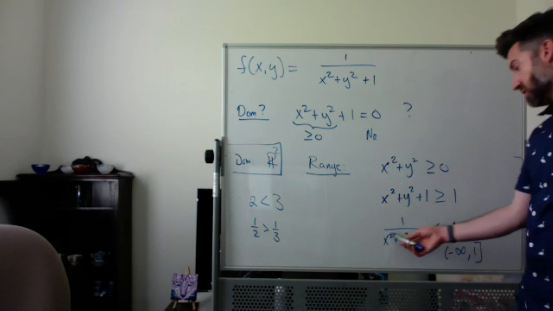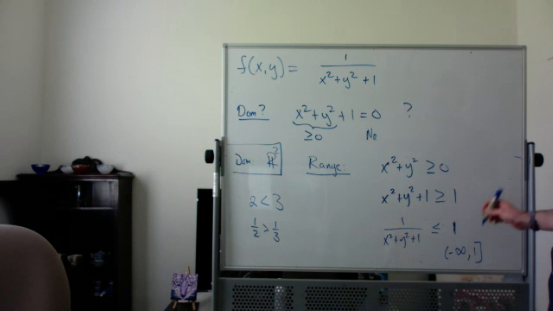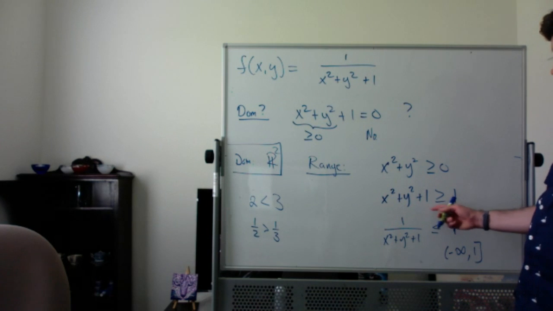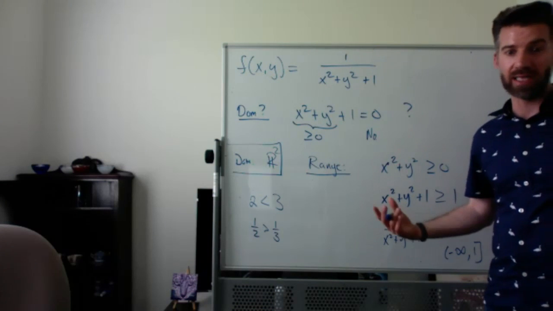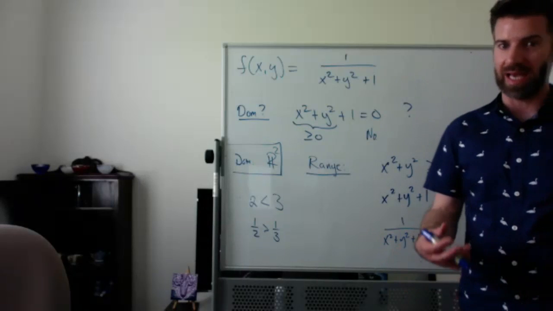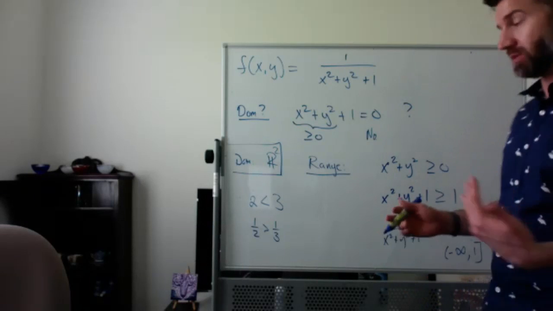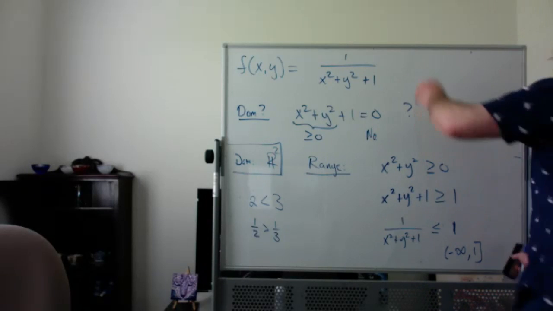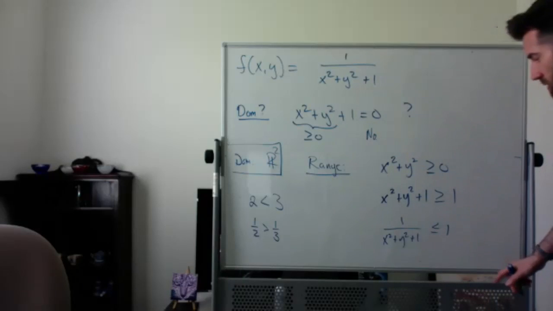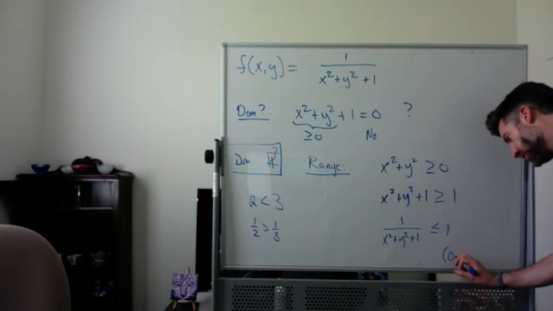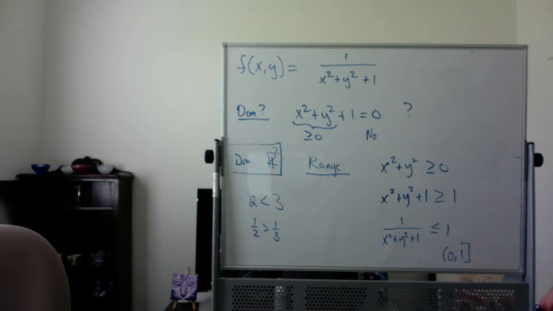Since x squared plus y squared plus 1 is bigger than or equal to 1 and positive, the reciprocal is less than or equal to 1, but still positive. When you take reciprocals of things, the sign never changes. It always is the same as what it was before. So what our range actually is, is everything from 0 exclusive to 1 inclusive. That's our range. I think I said domain for a second. That's our range.